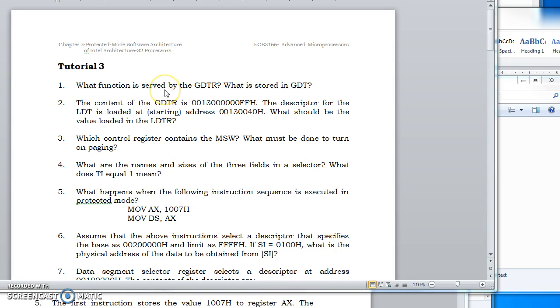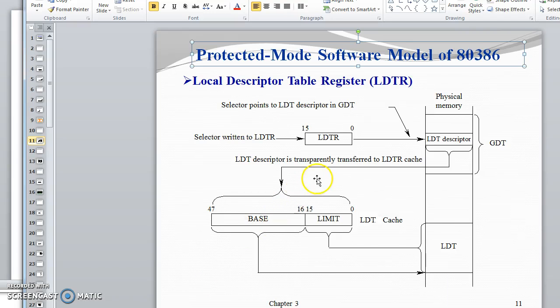Today we will continue with tutorial 3. The first question: What function is served by the GDTR? What is stored in the GDT? What does GDTR mean? You can refer to the slides.